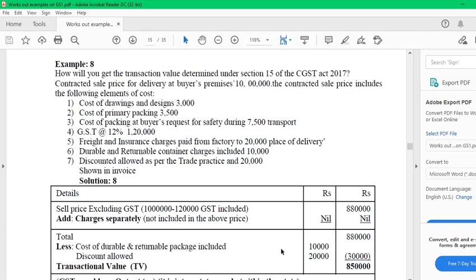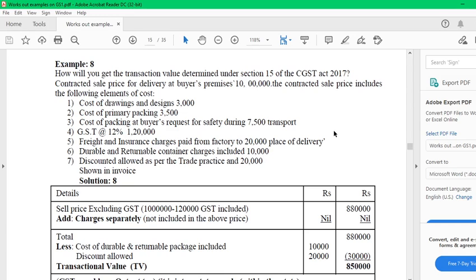Let's have a look at some other problems. So far we have already discussed this kind of problem in the previous videos also. In this video, we would like to discuss some more problems, some different adjustments. How will you get the transaction value determined under Section 15 of the CGST Act 2017?